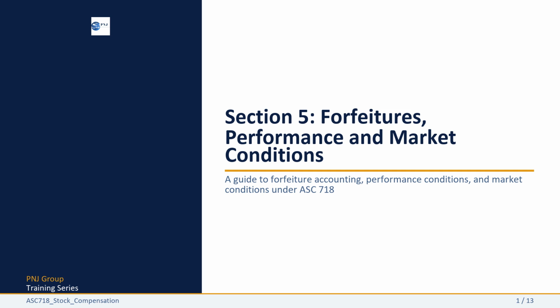Welcome to Section 5 of our ASC 718 training series on stock-based compensation. In this section, we will explore three critical concepts that shape how companies measure and record compensation expense: forfeiture accounting, performance conditions, and market conditions. These topics sit at the heart of getting SBC accounting right.